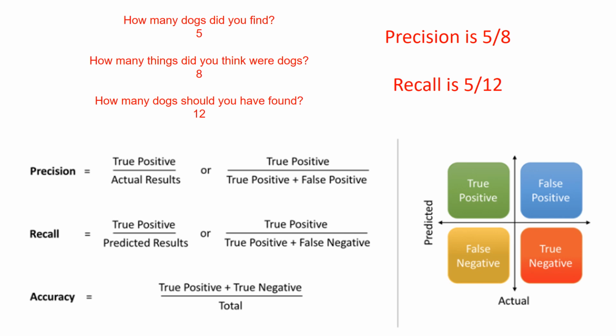The recall looks like this. It's the same true positive, so that's still the 5. But now the denominator is the true positive, so that's 5 also, plus how many false negatives. How many dogs did I miss? I missed a few, right? Another way to put this is, how many total things were dogs? How many things should you have found that were dogs? And that's 12. So I actually told you there were 5 dogs. I should have found 12 dogs.